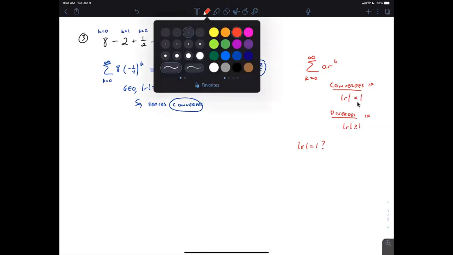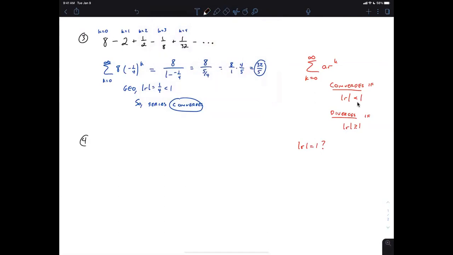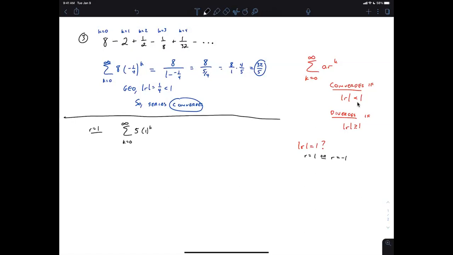So let's look at what happens where the absolute value of r is 1. Well, if the absolute value of r is 1, that means r is 1 or r is negative 1. We're not going to go through these as standard examples. I just want to talk about what happens. So if r is 1, for instance, that would be an example where you have the sum k equals 0 to infinity of like 5 times 1 to the k. Does that make sense to everybody?